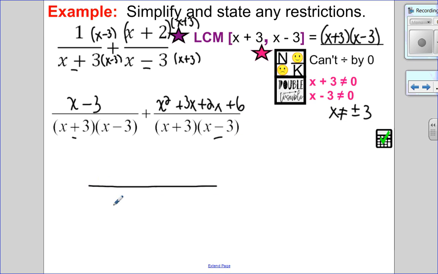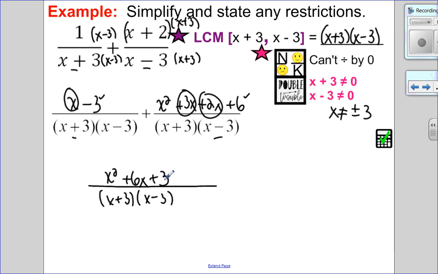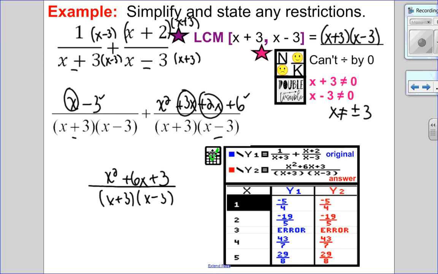And now I'm ready to combine it as one fraction with the lowest common multiple. I have an x squared, I have an x, a 3x, and a 2x, so altogether 6x. And I have a negative 3 and a positive 6, which is positive 3. Now that can't be factored, so I can't go any further than that. So this would be my final answer with the restriction that x can't equal positive and negative 3. Again, I always want to do a check. Original in y1, answer in y2. The check always happens in the table, and I see that I'm correct.